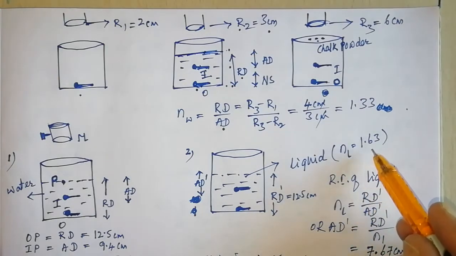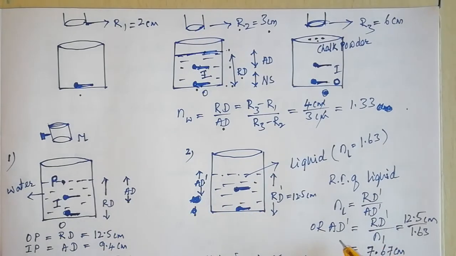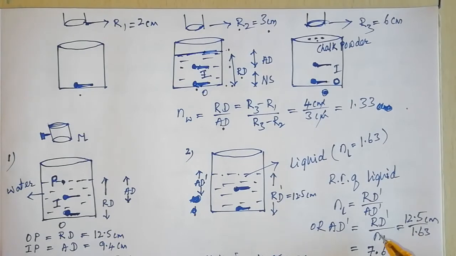Refractive index of the liquid is given, so we'll calculate the apparent depth of the needle placed in the vessel. Apparent depth is equal to real depth divided by the refractive index of the liquid. Real depth is 12.5, refractive index is 1.63.